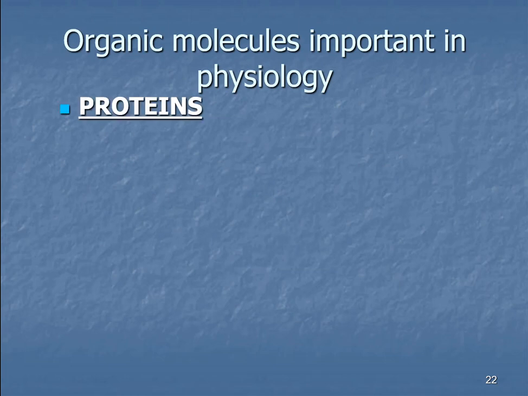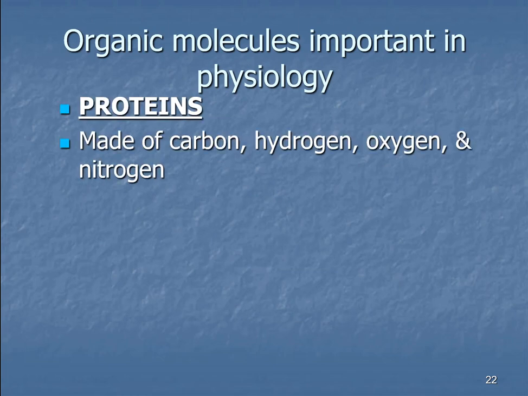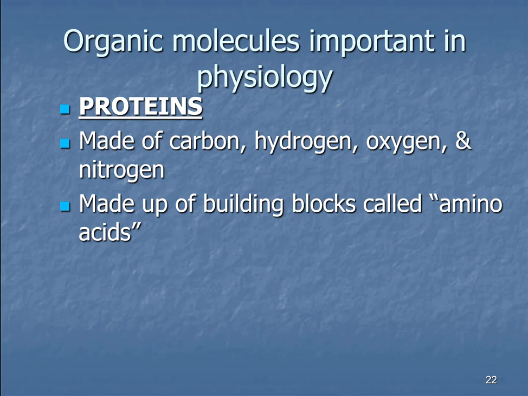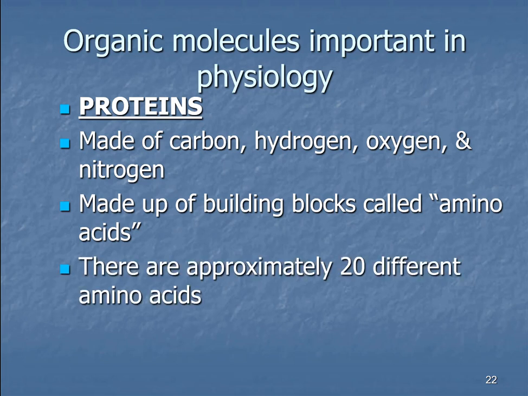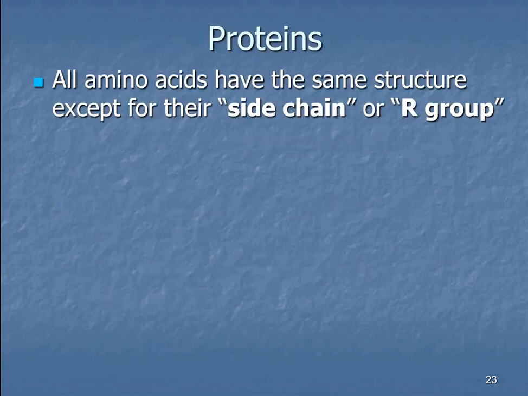All right, moving on now to proteins. So proteins are also made up of carbon, hydrogen, and oxygen, but then they also have nitrogen. So proteins are made up of smaller units called amino acids, and there's about 20 naturally occurring amino acids. And I want to show you the structure of an amino acid just to refresh your memory.